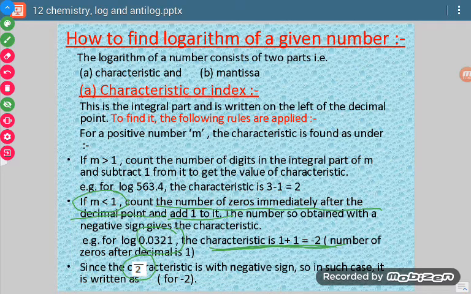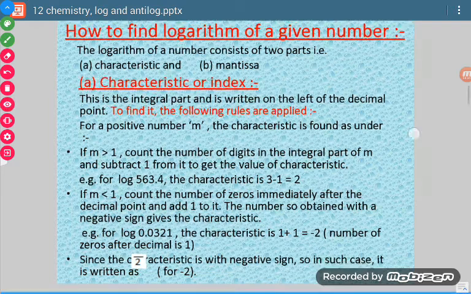Now what we found, how to get characteristic value. First case was when the given number is greater than 1, then whatever we are going to get, that will be a positive value. If given number is less than 1, then we will be getting negative characteristic value. And negative value, how we write it? Whatever value we are getting, we put a bar on that number, and that is termed as negative value. Okay, so this way we can find out the characteristic.